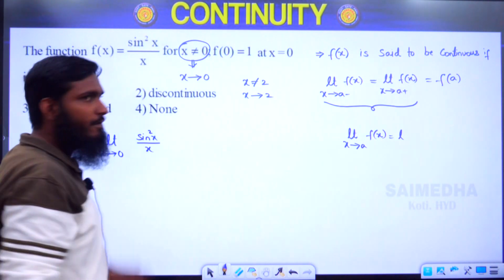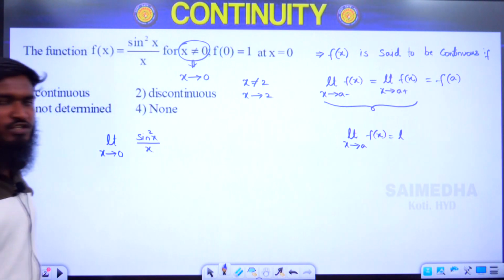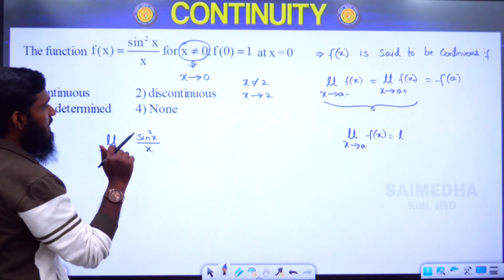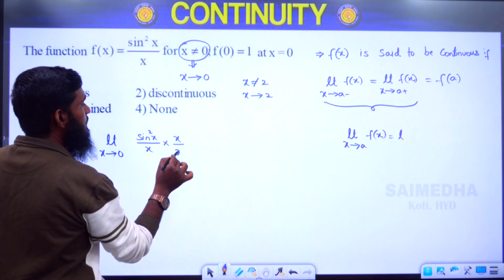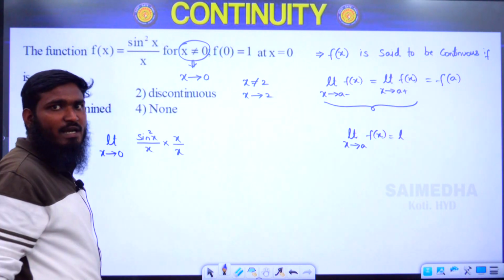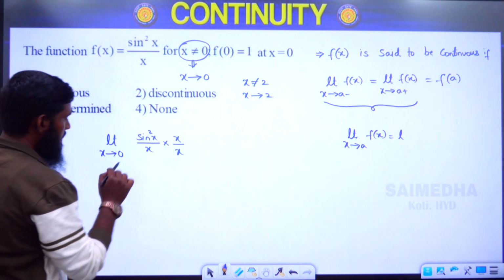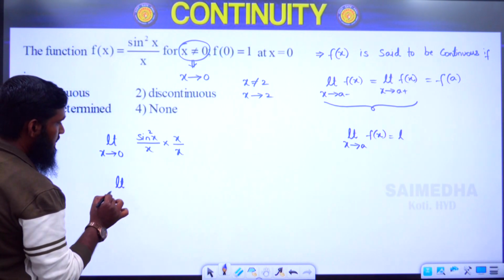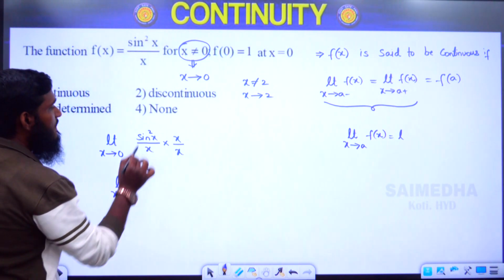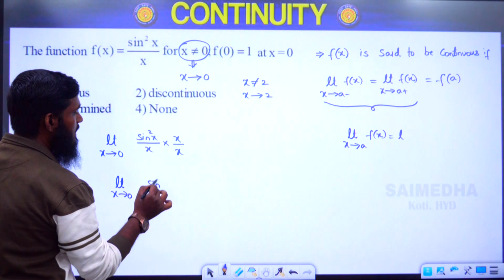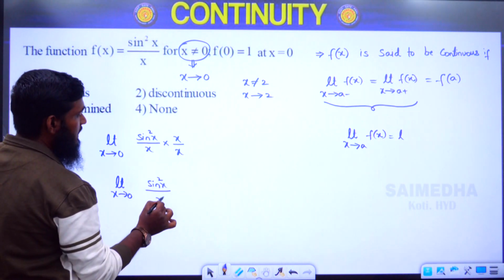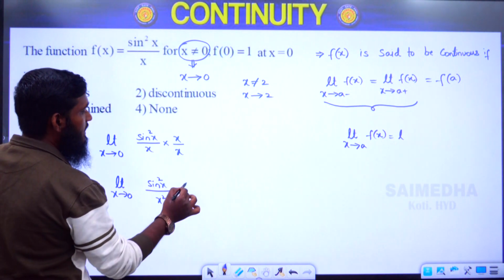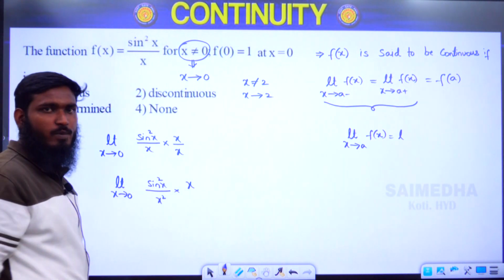So we are finding the limit value now, then we will go for the function value. Let us go for simplification. We are multiplying and dividing by x. So what answer do we get now? Limit x tends to 0 of sine square x, written as it is, divided by x into x, which is x square, and the numerator x as it is.